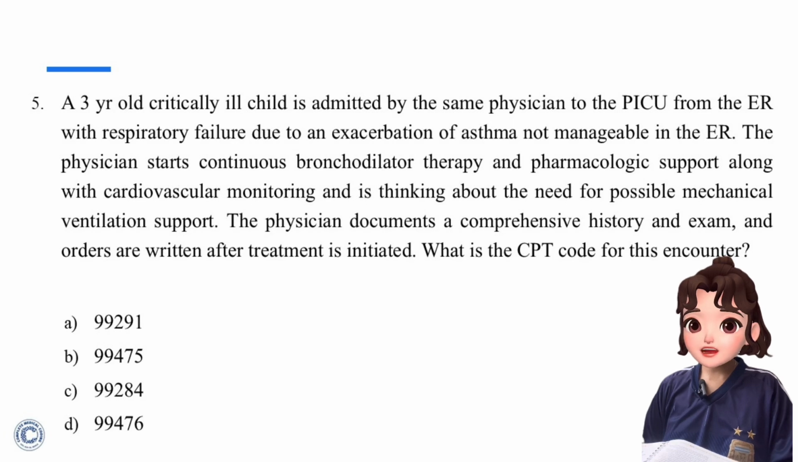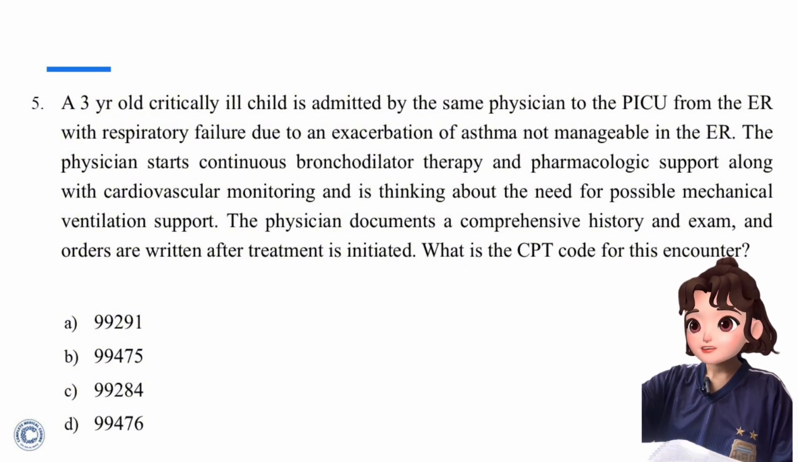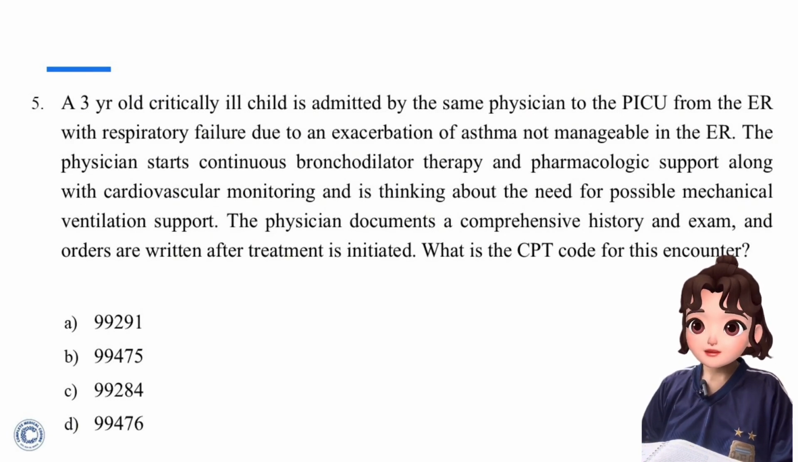What are the other options? Let's check the other options as well. 99284, and if you see option D, 99476. 99476 is subsequent inpatient pediatric critical care. 99475 is initial pediatric critical care, and 99476 is subsequent. The age is the same, 2 to 5 years. So from this question, you have to identify whether this is initial care or subsequent care. In the first sentence, the 3-year-old is admitted by the same physician to the PICU from the emergency room. So it was the same day, from the emergency room to the same physician. So this is an initial one.